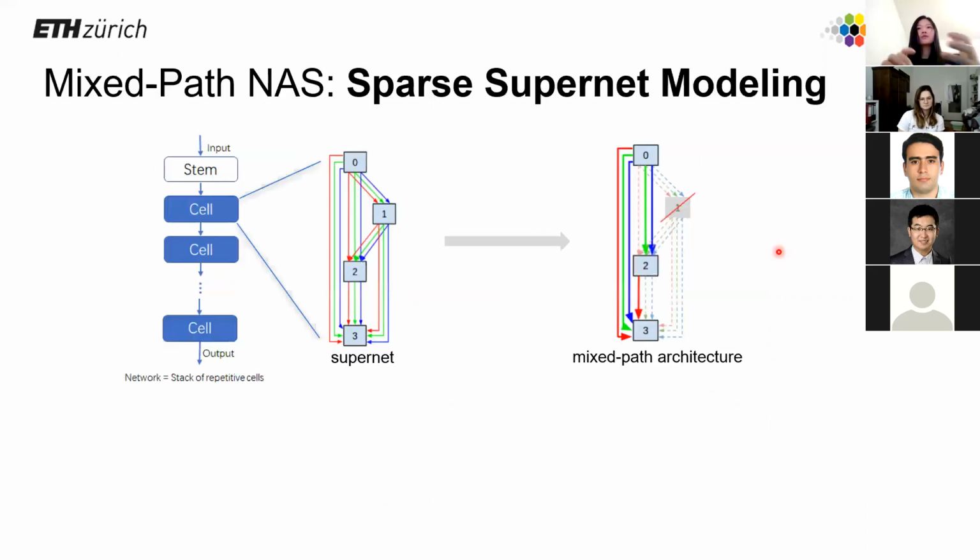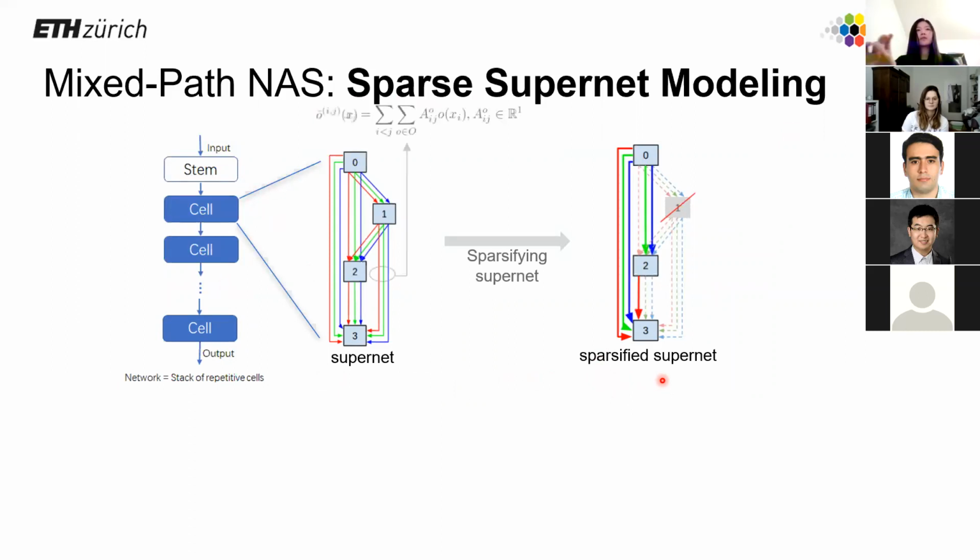To approach our proposed mixed path architecture search problem, we suggest a sparse supernet modeling. We still follow the supernet modeling in previous works, and we also search for basic cell architectures. The cell is also modeled as a directed acyclic graph, following DARTS. To approach this mixed path architecture, we model it as a specified version of our supernet. So we propose to approach this mixed path architecture by specifying our supernet when we optimize it.